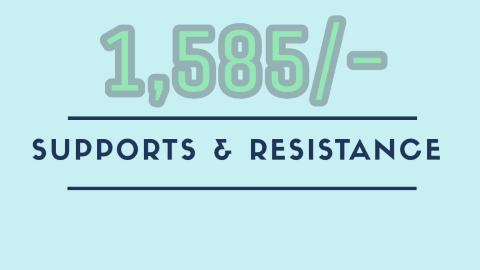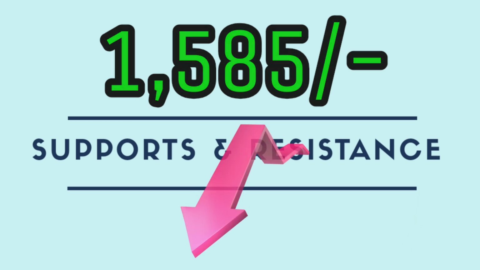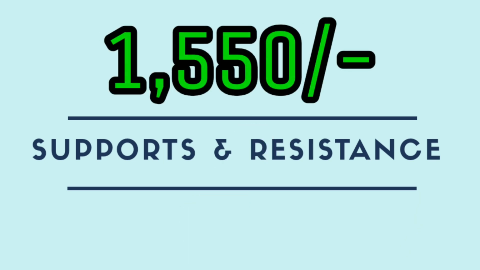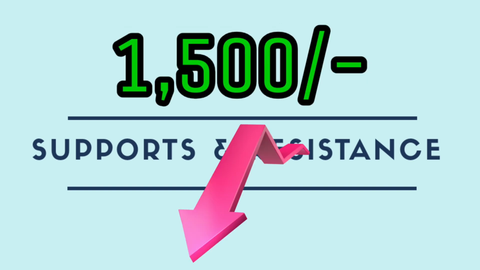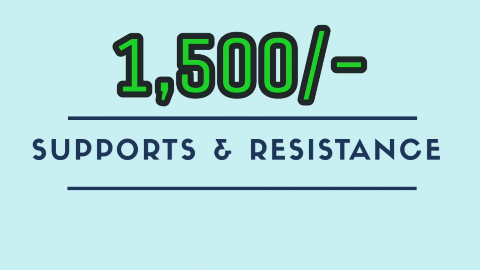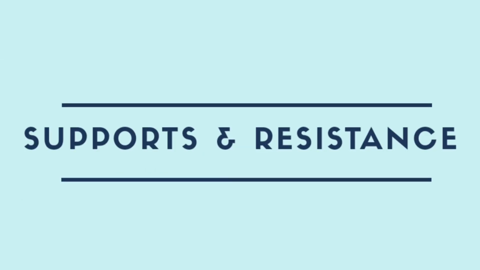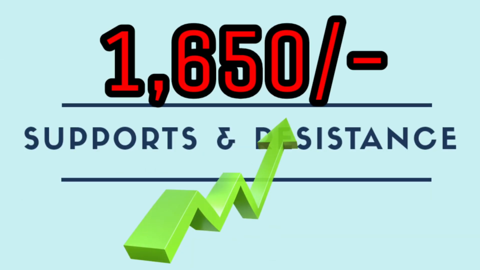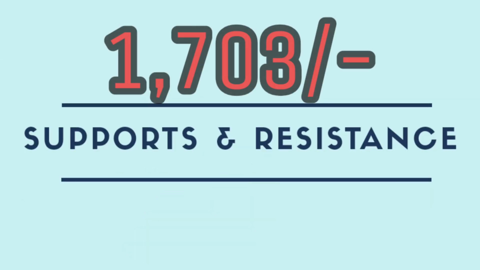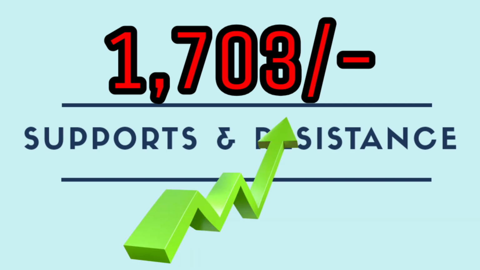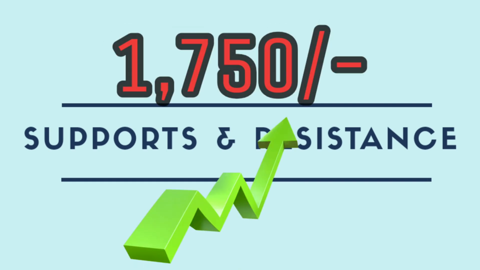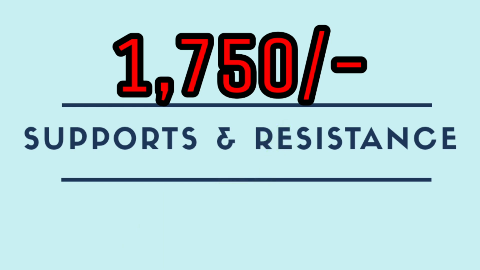And the supports are seen about 1585. If broken, it will go to 1550. If broken, it will go to 1500. And for the resistance levels, we have 1650. If it can be cleared, then the market most likely will go to 1703, then to 1750. That's all. Move on now to the calendar.